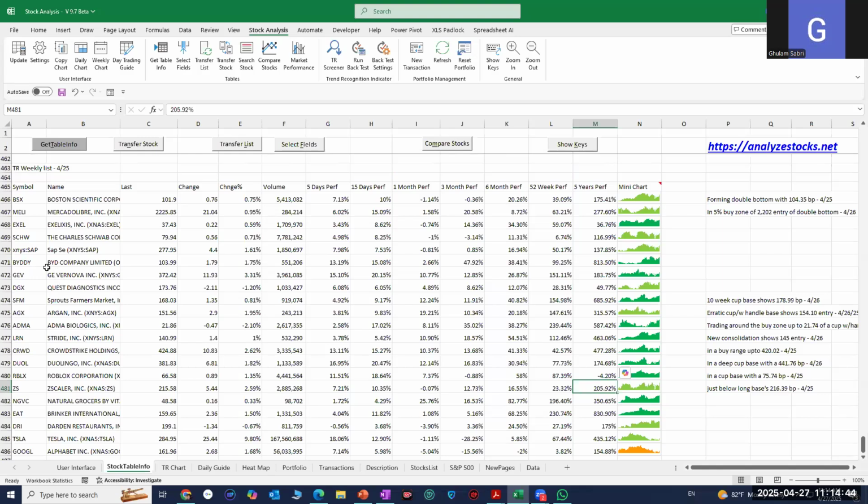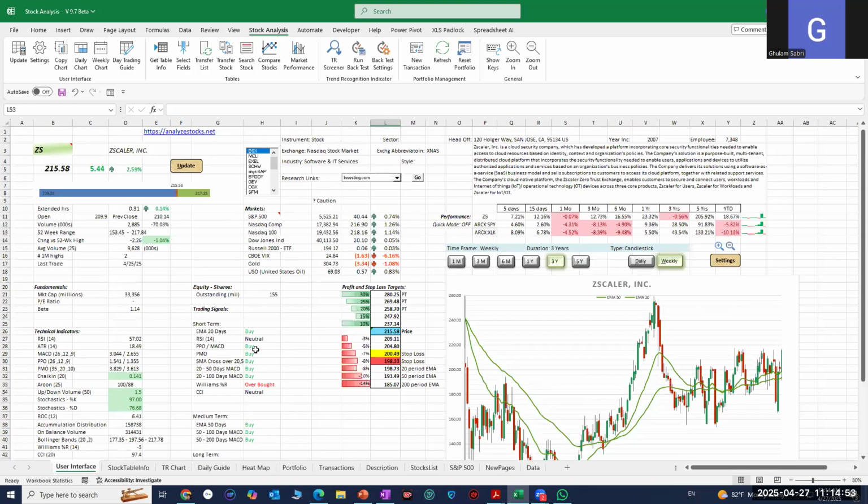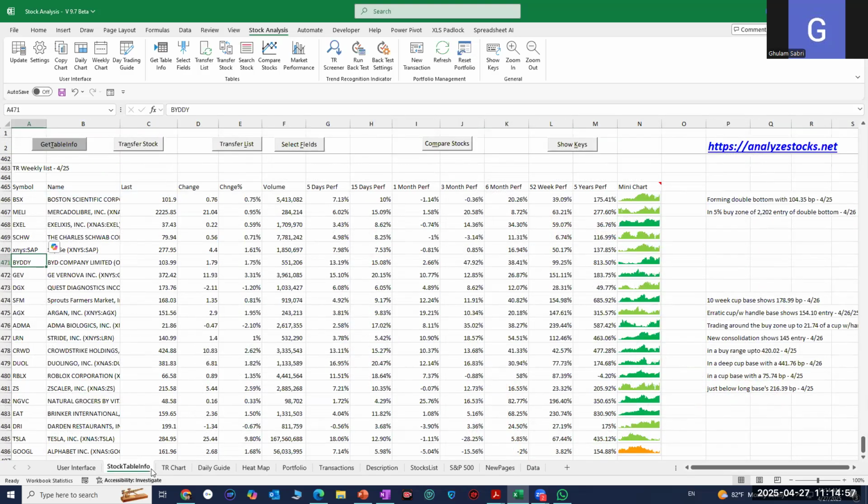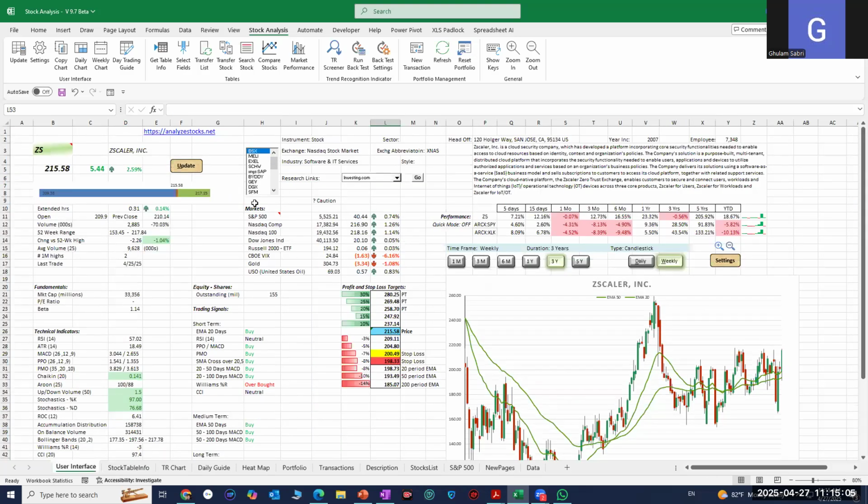Now we can quickly, for example, if we want BYDDY, just press this button, transfer stock, and it's going to update this first worksheet with all these details for that particular stock. So we can quickly do that. In addition to that, I can also transfer all of these as a list. If I press transfer list, it will update this list here.